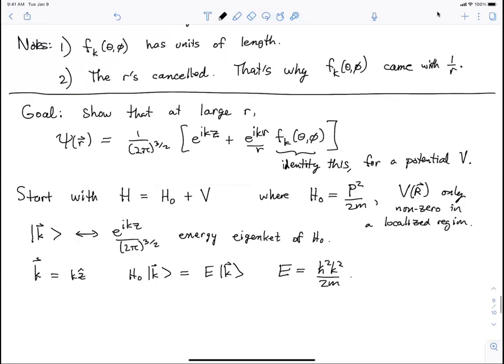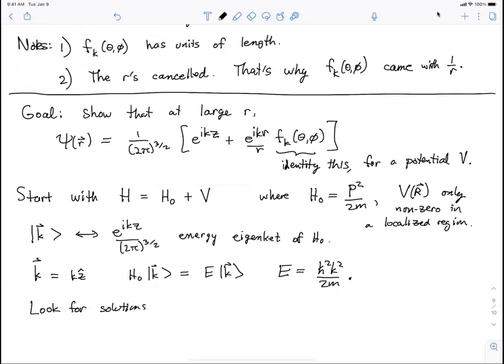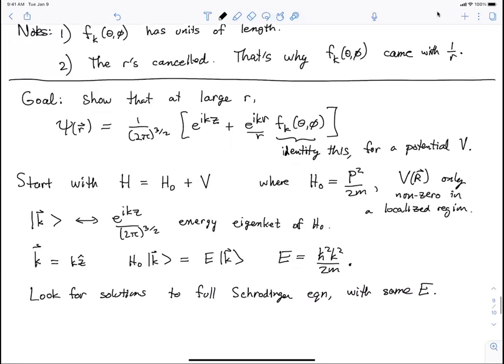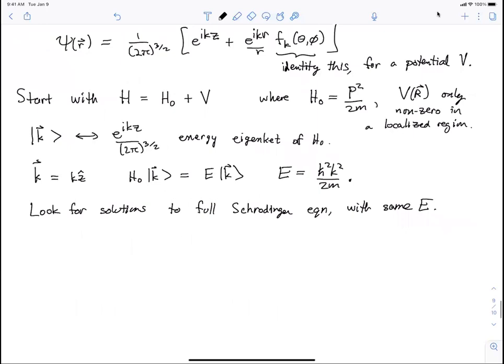So it looks like we're doing perturbation theory, although we're not going to actually do perturbation theory here. We're instead going to look for solutions to the full Schrodinger equation. That means with the full Hamiltonian, with the same energy as this scattering state. All right, so let's write down what that means. Here's our Hamiltonian, H0 plus V. It's going to act on our scattering state psi. That's really the state that has this wave function. We want that to be the energy E times psi.